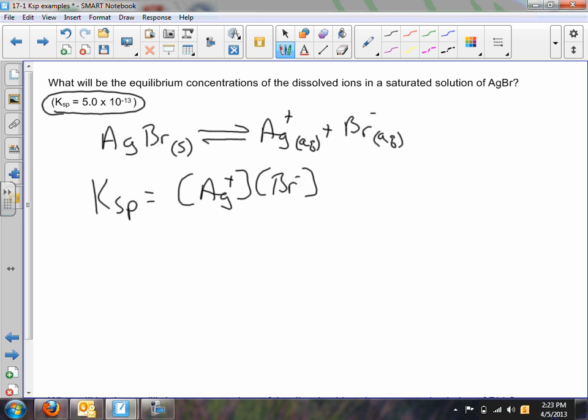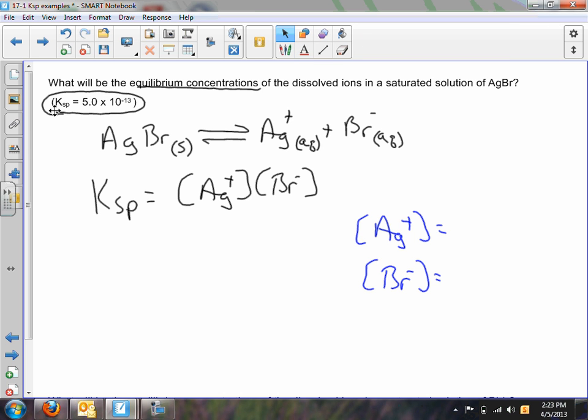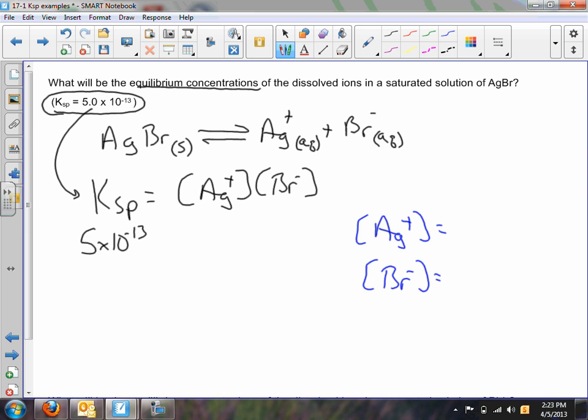In this case, I don't know what the concentrations are. That's what I'm trying to find. What will be the concentrations? So I'm looking for the concentration of Ag+, and I'm looking for the concentration of Br-. What I know is the KSP. So this KSP value I'm going to stick right here, 5 times 10 to the negative 13 in the equation. Well, from math class, if you have an equation and you don't know a number, we use variables. So since I don't know what silver is, I'm going to plug in X for silver.